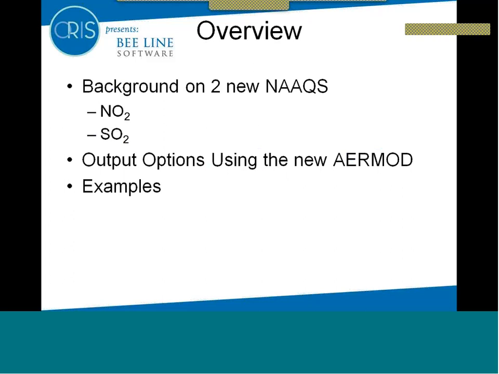What I want to first do is give you a background on the two new NAAQS that we're having to deal with, both for 1-hour NO2 and 1-hour SO2. Then I will go through the new output options that EPA has put into AERMOD, which will now allow you to directly compare your modeled output to the form of these new NAAQS standards. And then I'll show you a couple of examples, both of model setup, model output, and some of the additional files you can create within AERMOD now.